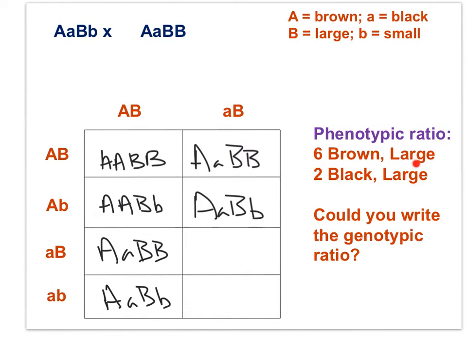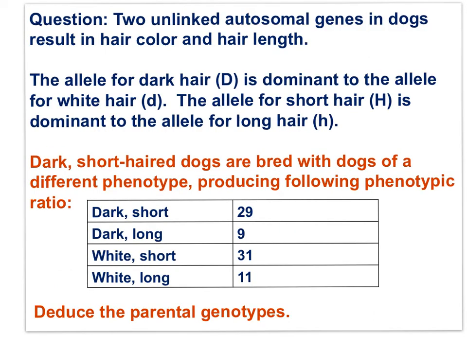brown large phenotypes. And lastly, we have, oh interesting, a black large animal, and we have a black large animal. So our phenotypic ratio is 6 brown large and 2 black large. Could you write the genotypic ratio? Here's a question for you to work out.